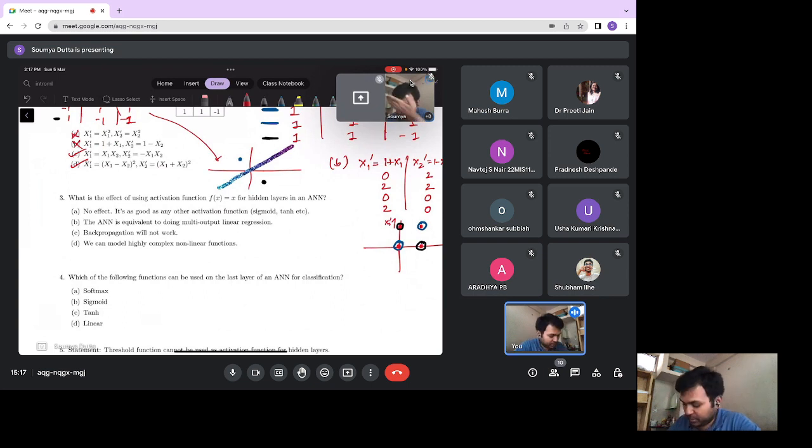Okay, I hope I was clear. Right, so for the third question, the question is, what is the effect of using activation function of f(x) equal to x for the hidden layers in an ANN?